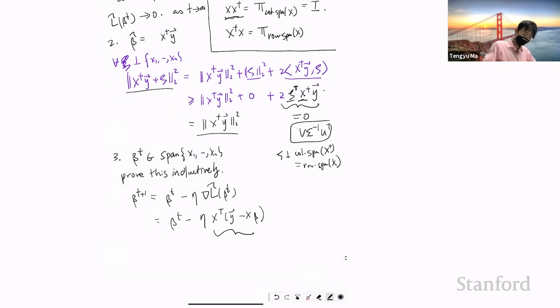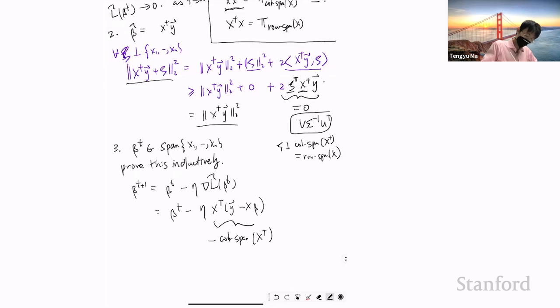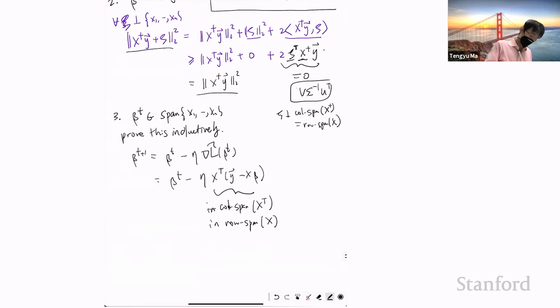So this is in the column span of x transpose, and so it's also in the row span of x, right? So basically, your update is always in the row span of x. That's why you never leave the span, right? And by the way, maybe I should start with beta 0 being in this span. Beta 0 is in the span of x1 up to xn, and each time you update, that update is in the span of x1 up to xn. So by induction, you get that you're always in the span.